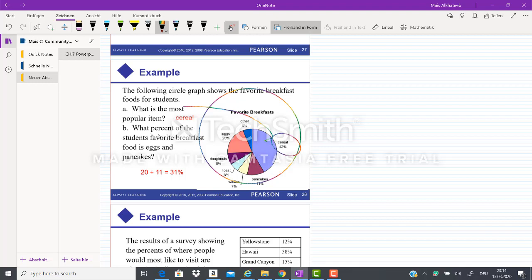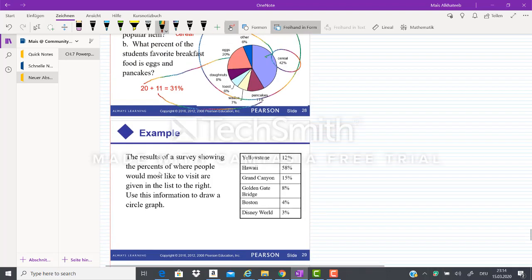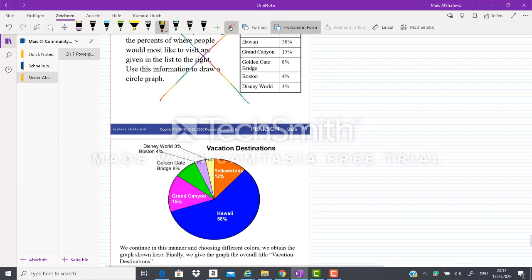Okay, what is the percent of students whose favorite breakfast food is egg and pancake? Then we calculate the egg, which is 20, with pancake, which is 11. Okay, 20 plus 11 equals 31%. How do we graph this? By chart. I will not highlight it. You can read it alone for extra information.